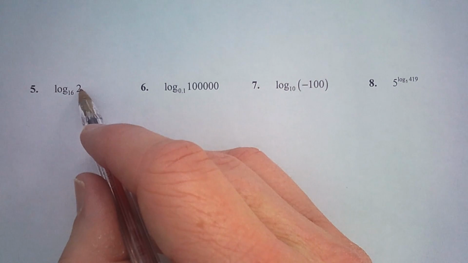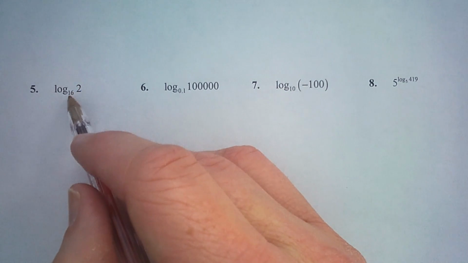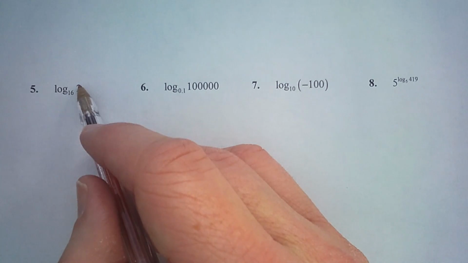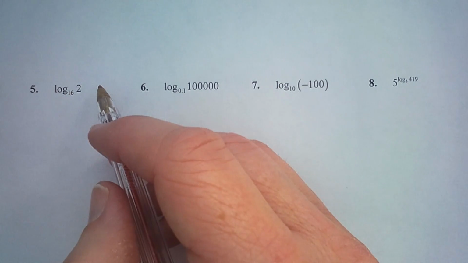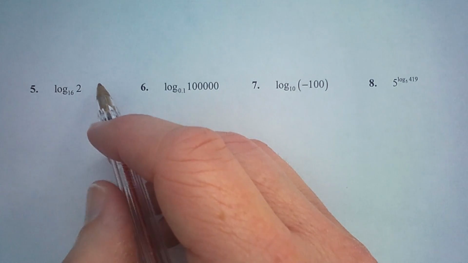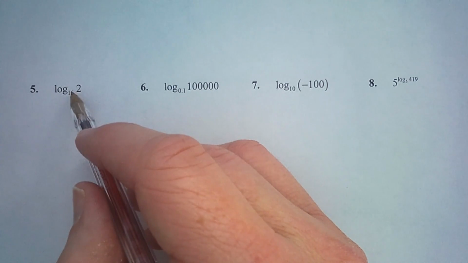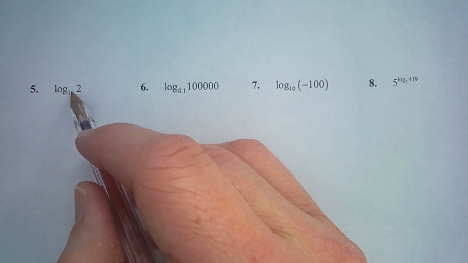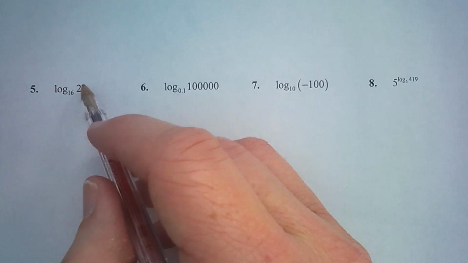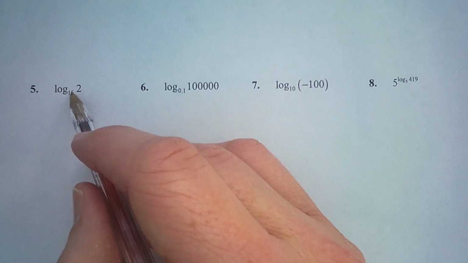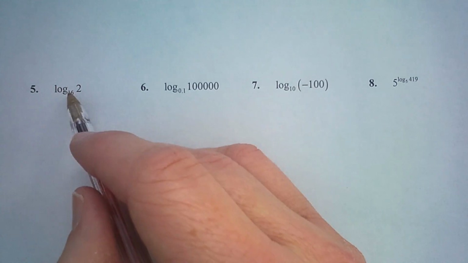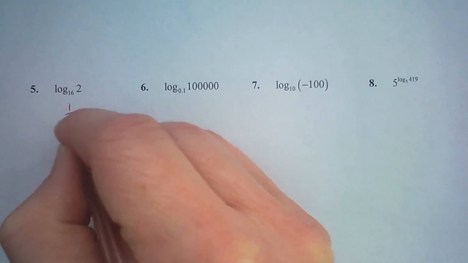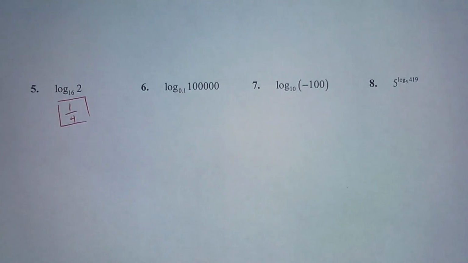Log base 16 of 2. Okay, so now I'm trying to make a bigger base into a smaller number. So 16 to what power makes 2? Okay, so really what I'm looking at is what root of 16 makes 2. Or I could think of 2 to what power makes 16? 2 to the fourth power makes 16. That means 16 to the 1/4 power makes 2.